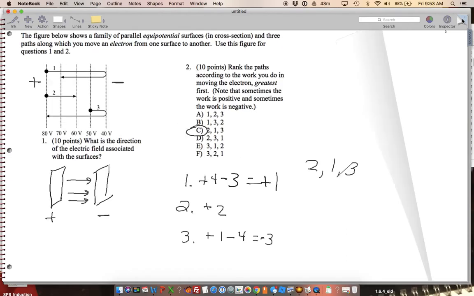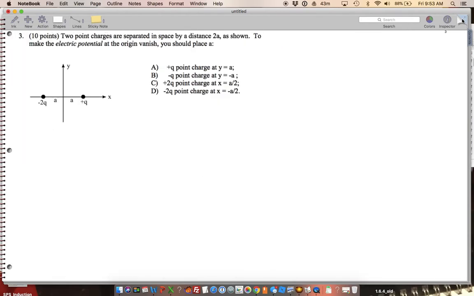Okay, next. Two point charges are separated by a distance 2a as shown. How do we make the electric potential at the origin vanish? We need to place another charge there.